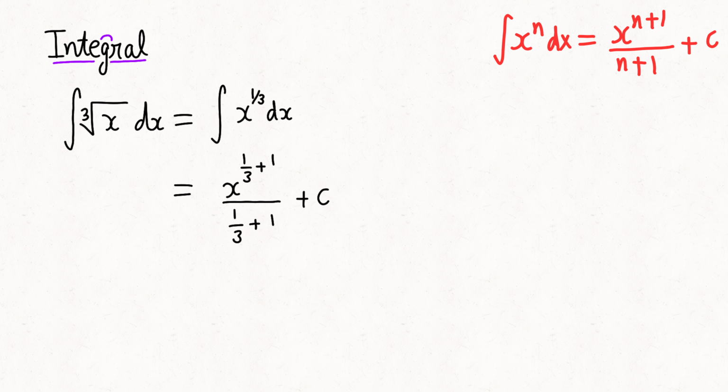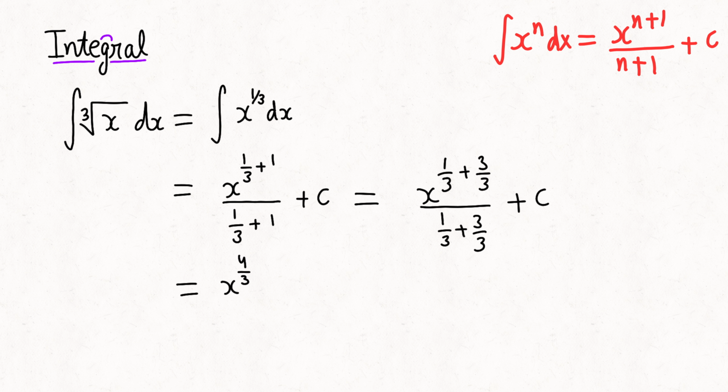Okay. After that, we will take the LCM of 1 by 3 plus 1, which is 1 by 3 plus 3 by 3 over 1 by 3 plus 3 by 3 plus c. In the next step, it will be equal to x raised to power 4 by 3 over 4 by 3 plus c. After that, we will reciprocate the denominator because we want to convert it into multiplication. Okay, so it will be 3 by 4 times x raised to power 4 by 3 plus c.